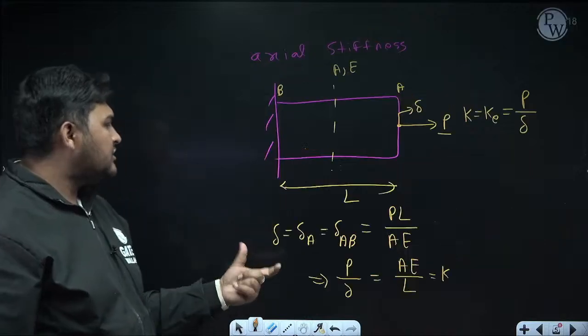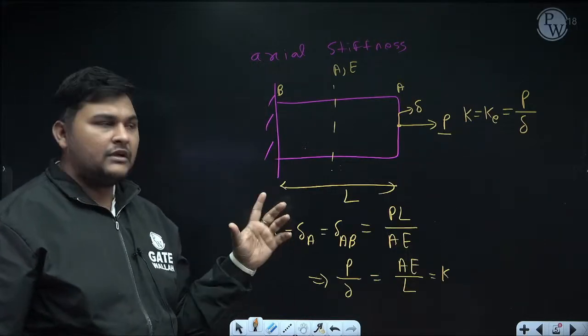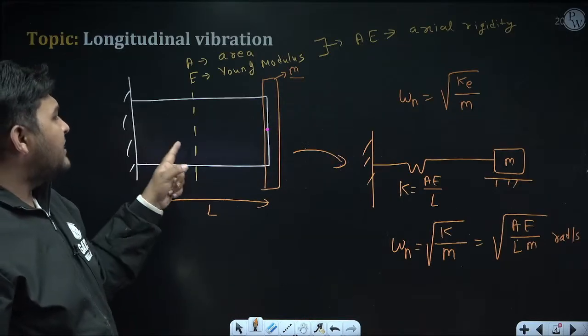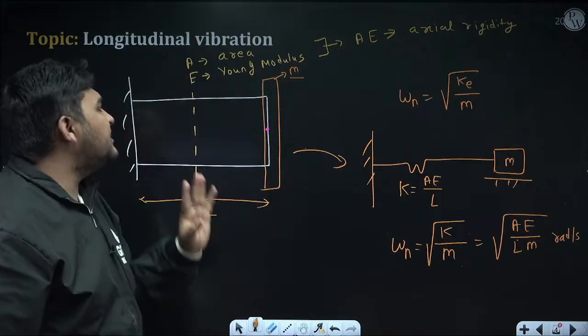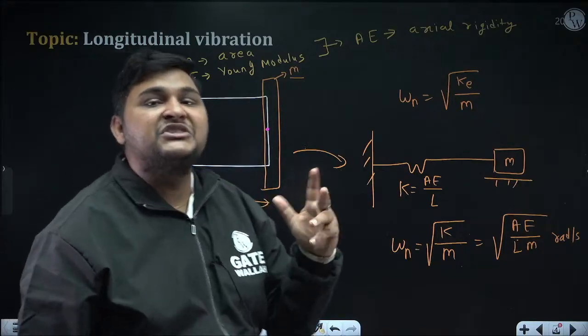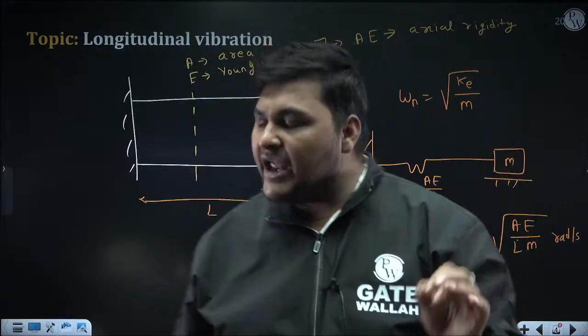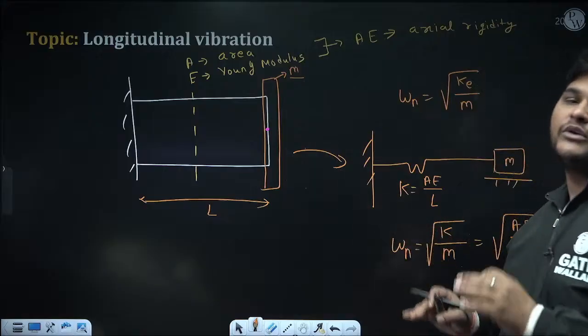From where did I get this formula? That I had derived. Clear? Okay, now what is the benefit? Right now axial rigidity is the same for the entire bar, but even if it changes suddenly, you will still be able to easily calculate the equivalent stiffness.